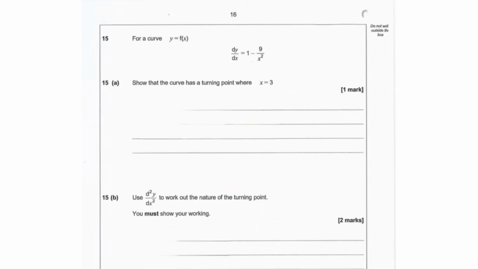Question 15 says, for a curve y equals f of x, dy by dx equals 1 minus 9 over x squared. Show that the curve has a turning point where x is 3. So for the turning point, what we do is we put dy by dx equal to 0, because the turning point has a gradient of 0. So 0 equals 1 minus 9 over x squared. Take the 9 over x squared to the other side. 9 equals x squared. X equals root of 9, and that is plus minus 3. So since one value is positive 3, that shows that the turning point is at x equals 3.